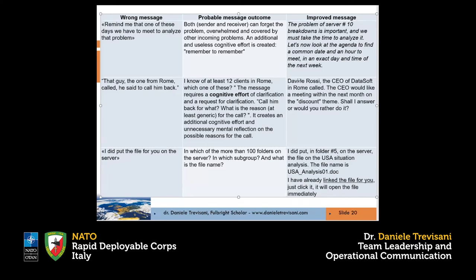What is an improved version? Here, this one: Davide Rossi, the CEO of Datasoft in Rome, called. The CEO would like a meeting within the next month on the discount theme. Shall I answer or would you rather do it? Much more clear, much lower cognitive effort. Much more operational.